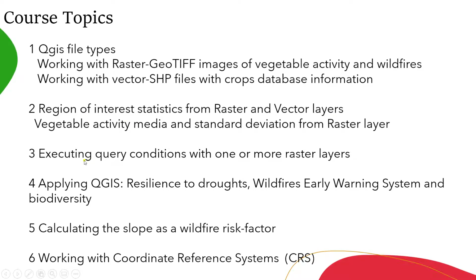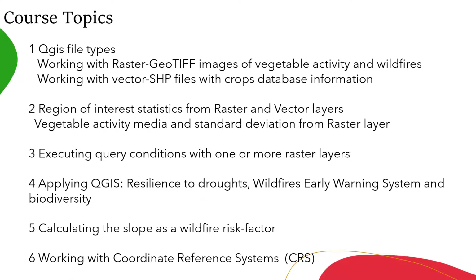We are going to execute query conditions with one or more raster layers. We are going to learn how to make queries against the raster files and get the conditions and get a map or an image with the conditions that comply with what we are looking for. We are going to apply a practical case of estuary of QGIS, studying the resilience to droughts, wildfires, and early warning system for California, and also in Australia, so we are going to study both sides of the Pacific Ocean.